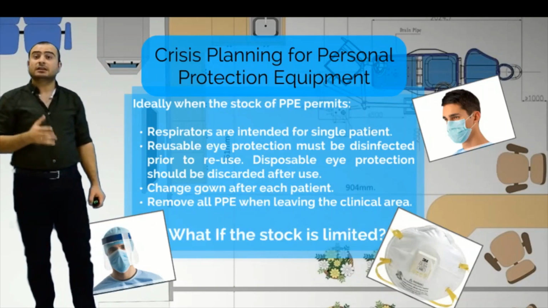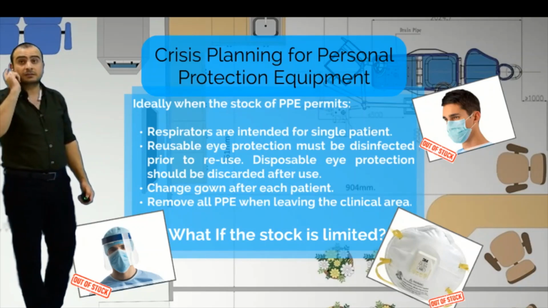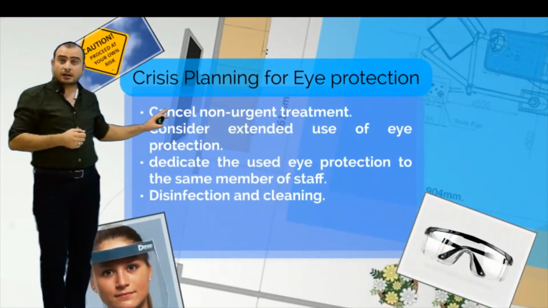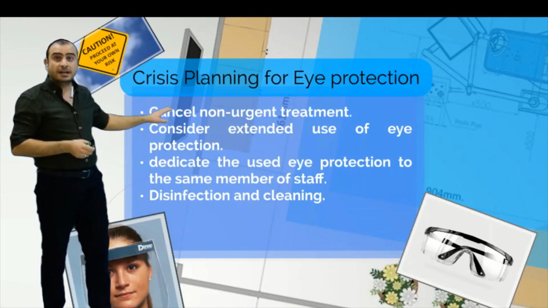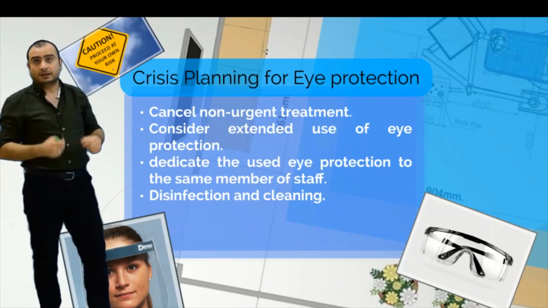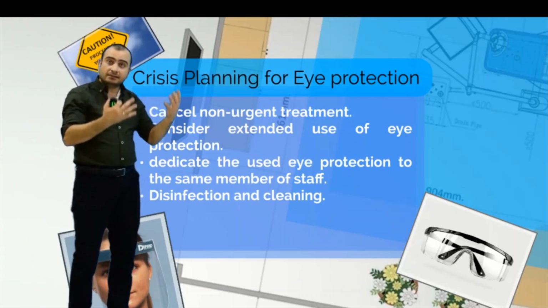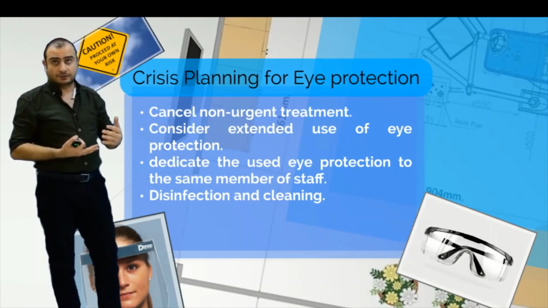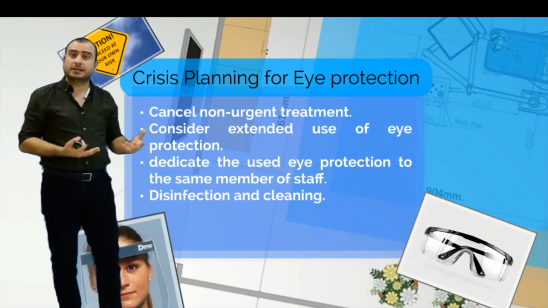But what if the stock is limited? What if we have run out of stock? We can't buy any more personal protection equipment. What can we do? In regard to the eye protection, you need to consider that non-urgent treatment should be cancelled if you haven't done so at this stage. We need to consider implementing an extended use of eye protection. Extended use meaning using the eye protection by the same healthcare practitioner for more than one patient.